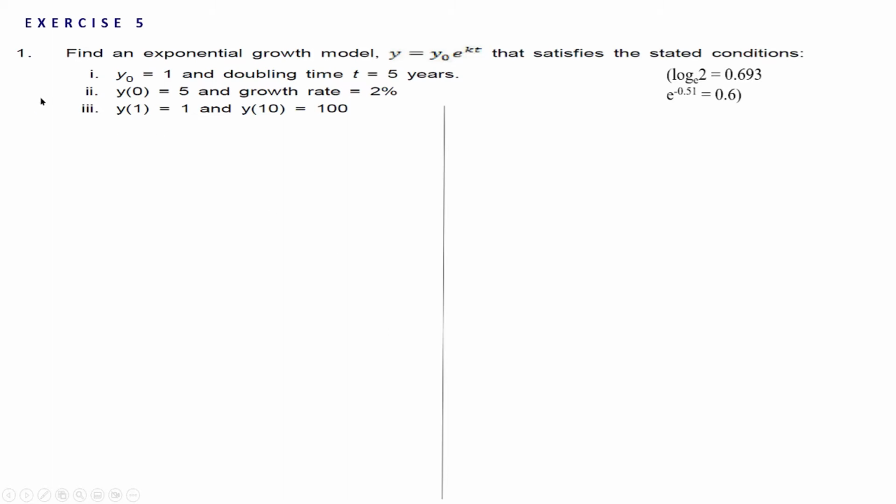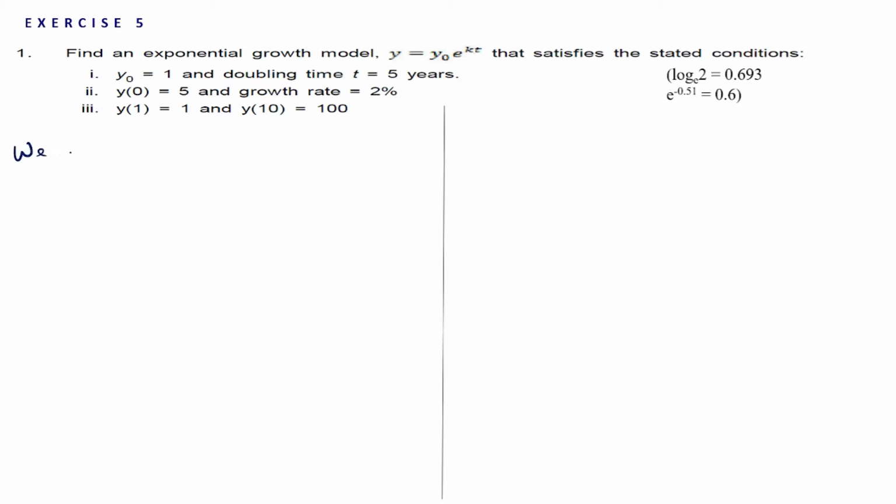The first question, find an exponential growth model y equal to y naught e raised to kt that satisfies the stated conditions. So we need to find an exponential growth model given by y equal to y naught into e raised to kt for each of these subdivisions and which satisfies each of these conditions in each subdivision. The first subdivision is y naught equal to 1 and doubling time t equal to 5 years.